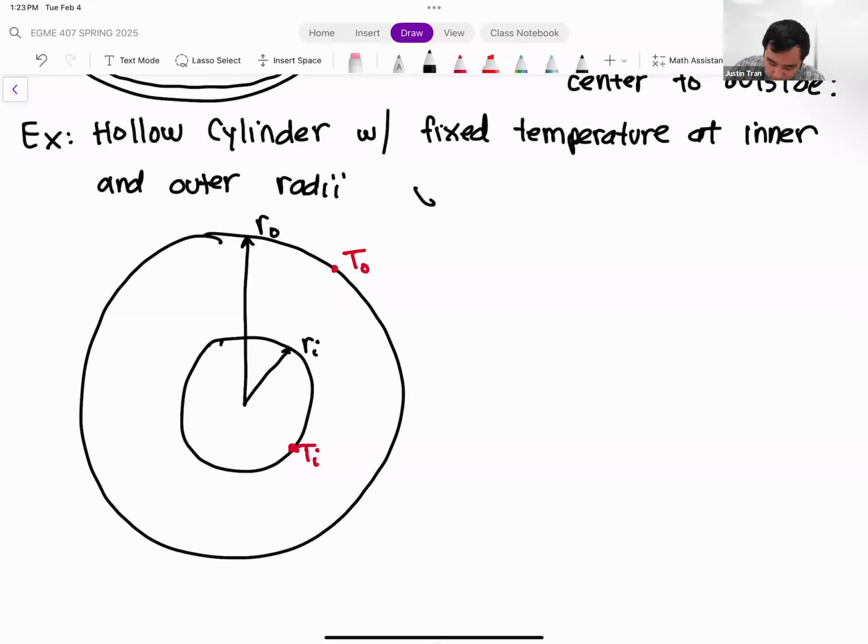So what we're going to do in this problem is solve the heat equation, and compute the distribution of temperature within the hollow cylinder.